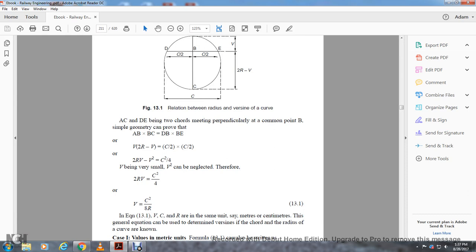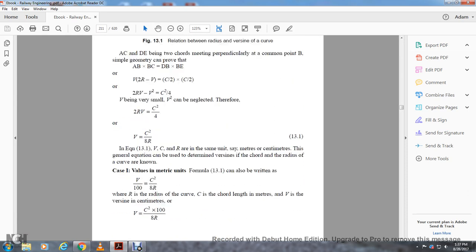Equation 13.1 relates V, C, and R, and is the same for any unit system. This general equation can be used to determine the versine of the chord when the radius of the curve is known. Case 1: values in metric units. The formula can also be written as V over 100 equals C squared over 8R.